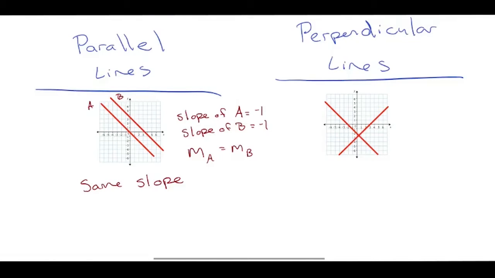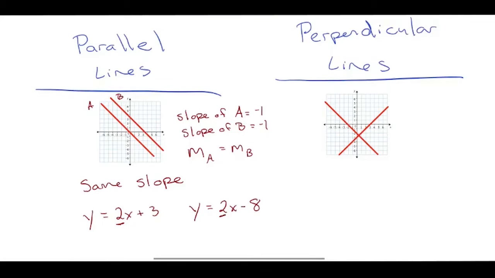Here's an example. If I have y equals 2x plus 3, that line would be parallel to y equals 2x minus 8 because they both have a slope of 2.